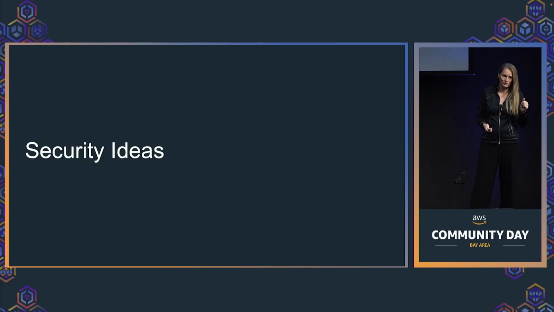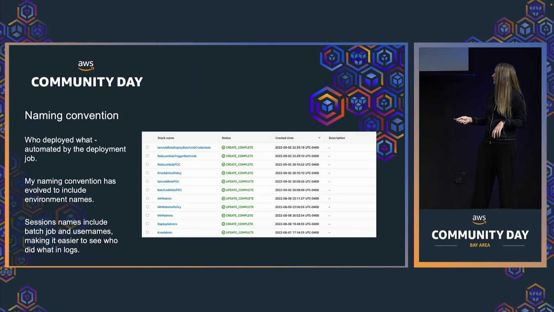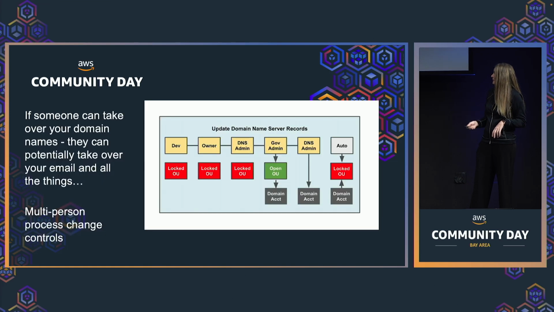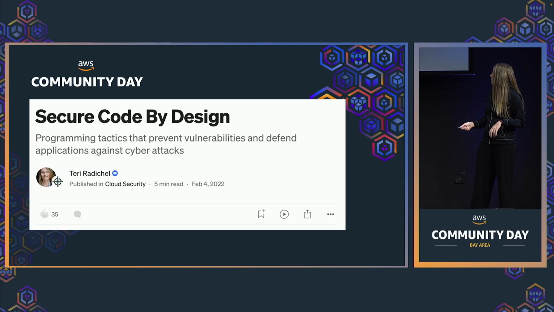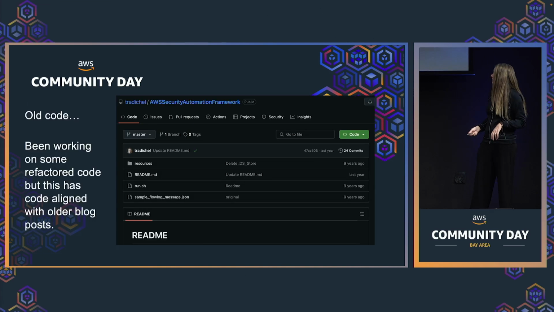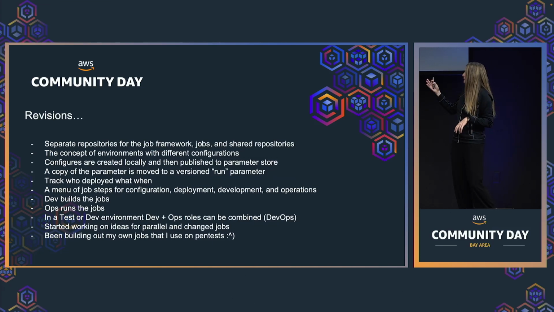Then I have a whole bunch of lists of security ideas here, and I'm running out of time, so this is your homework. I kind of knew this was going to happen, but I have some ideas and some new things I'm working on here, and some things I've written about. I've got lots of blog posts: DNS security, encryption. So go through and take a look at that. Secure code, lots of blog posts up there. I've got some code online, but it's a little old. I haven't had time to put the new code out, but you can go look at that in conjunction with my blog posts. And these are some of the revisions I wanted to just quickly talk to you about.